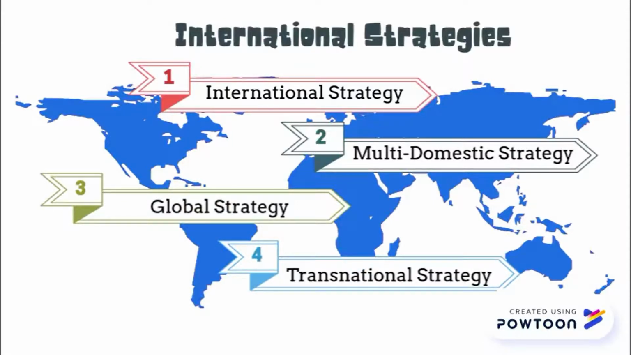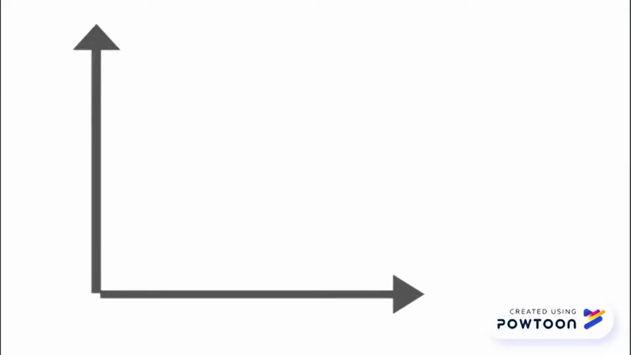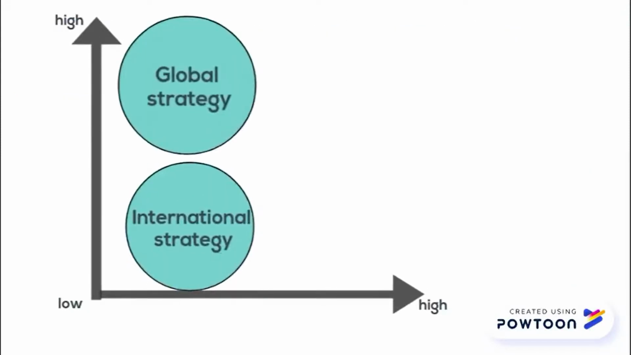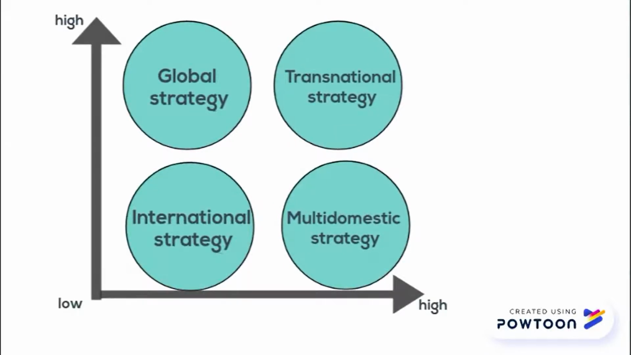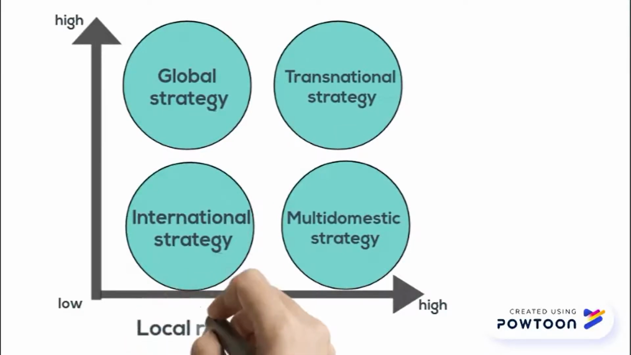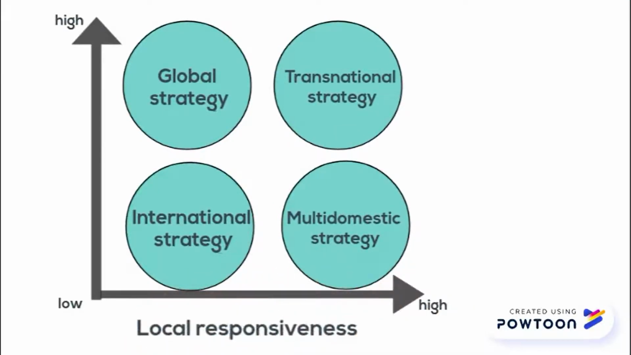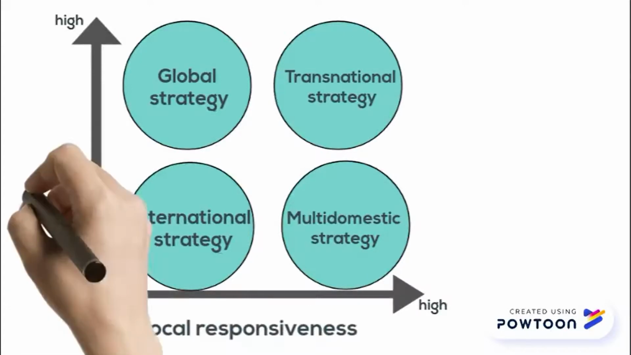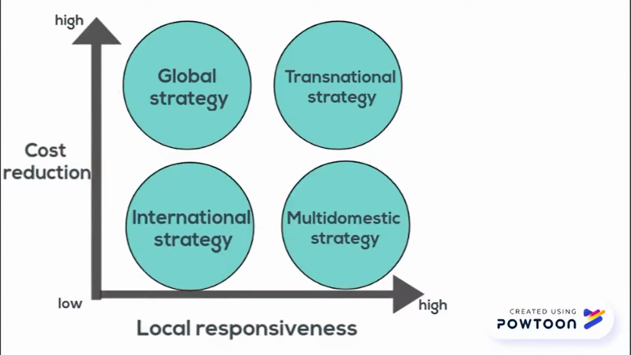Before we get started, let's look at the graphic. We have 2 axes to divide those 4 strategies. The horizontal axis measuring local responsiveness and vertical axis measuring cost reduction, which perfectly shows their features.